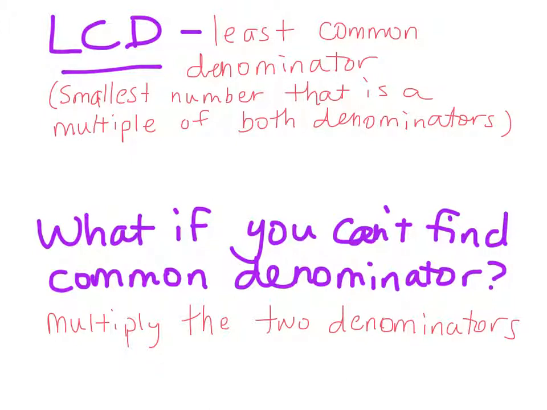When we talk about unlike fractions, one of the things we're going to have to look at is LCD. And that just means the least common denominator. And all that means is the smallest number that is a multiple of both denominators. And what if you can't find a common denominator? What if you can't think of a multiple of both denominators? Well, all you need to do is multiply the two denominators together, and that will give you maybe not the least common denominator, but it will give you a common denominator.